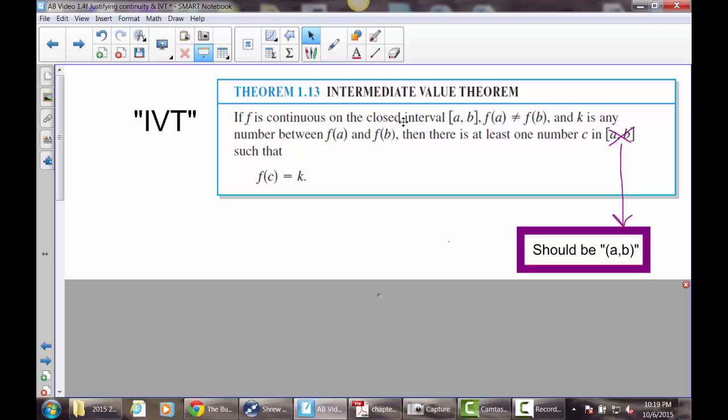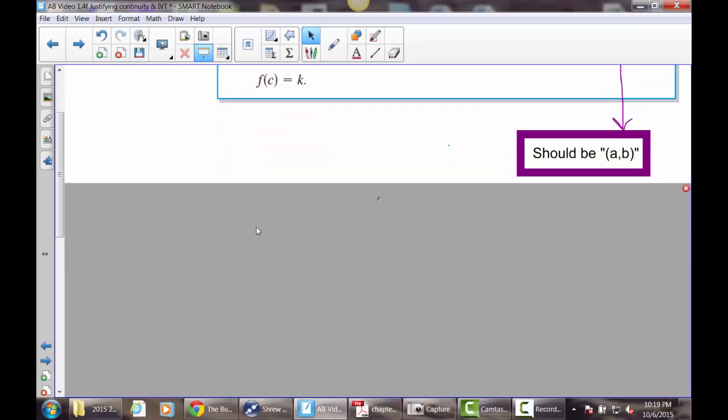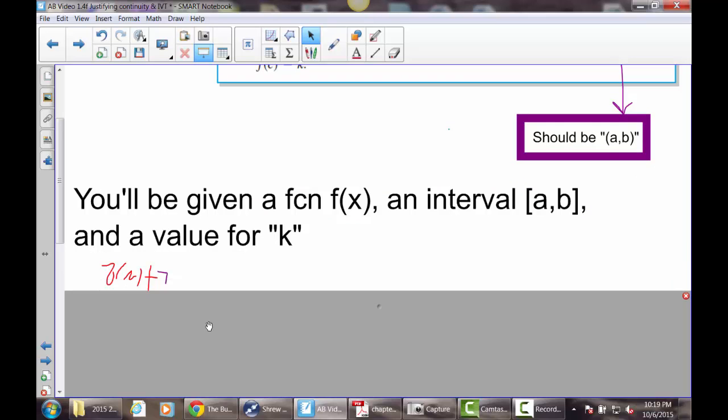If f is continuous on the closed interval from a to b, and if f of a does not equal f of b, and if k is any number between f of a and f of b, then it guarantees there's at least one number c. Now, this should say, I know the book it's wrong, it's just wrong, it should say at least one number c in the open interval from a to b, such that f of c equals k. So it sounds very complicated, but it's extremely simple.